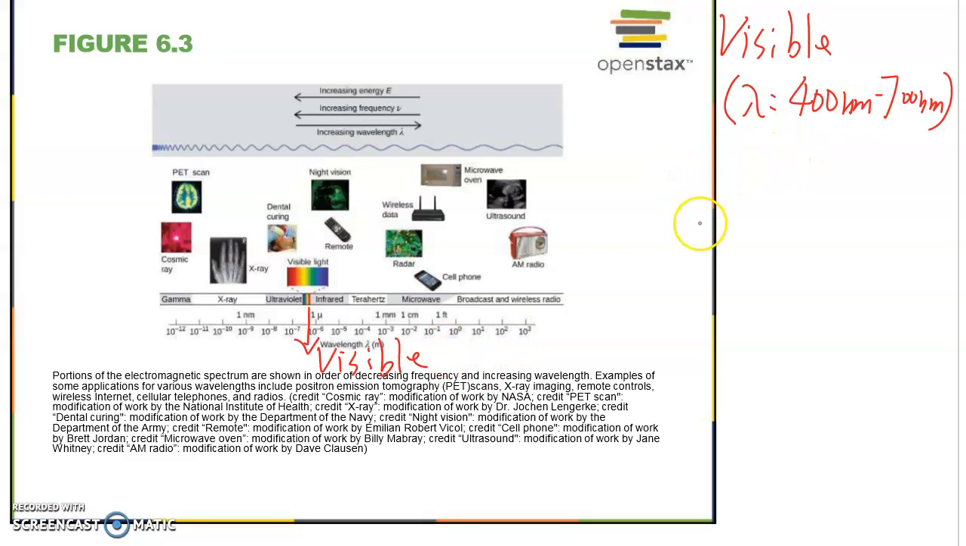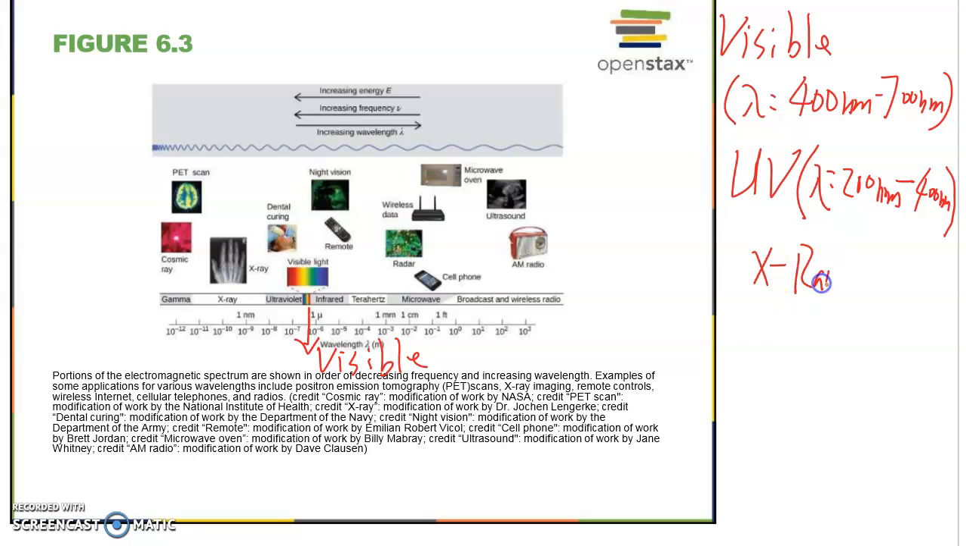Wavelength a little bit smaller than that is called ultraviolet. Ultraviolet, lambda, will cover from 200 nm to 400 nm. And if the wavelength is smaller than that, we call that X-ray, over here in this region. And even smaller than that, we call it gamma ray, or sometimes gamma radiation.